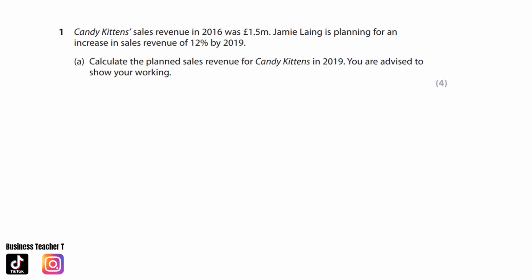Calculate the planned sales revenue for Candy Kittens in 2019. You are advised to show your workings. Candy Kittens' sales revenue in 2016 was £1.5 million. Jamie Lang is planning for an increase in sales revenue by 12% by 2019. Let's take a look at the mark scheme.